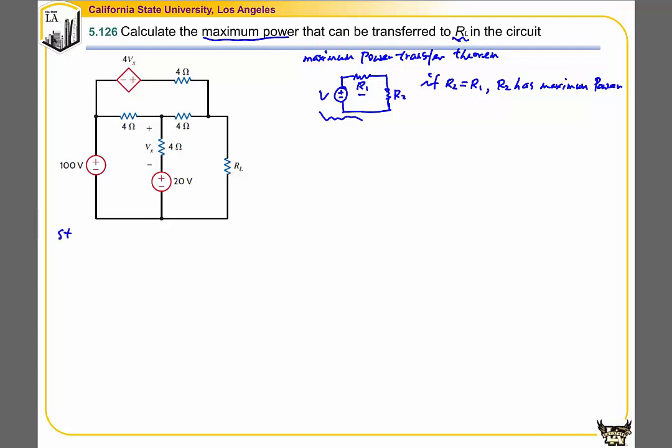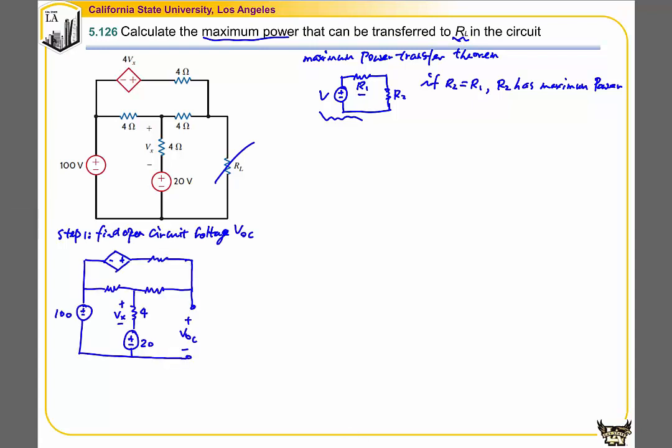So step 1, we're going to find an open circuit voltage VOC. So we open this RL and find the open circuit voltage. Let's draw the circuit. When you see a circuit like this and you try to find a voltage in the circuit, you have many choices. So we're going to use nodal analysis to solve for VOC.